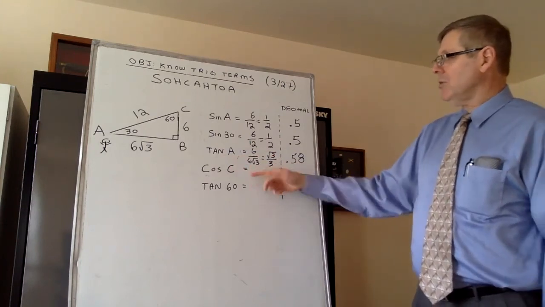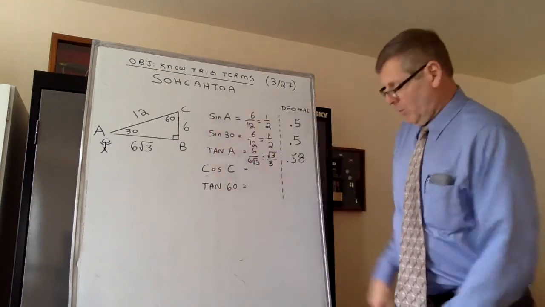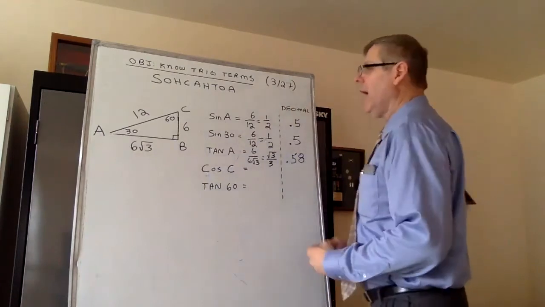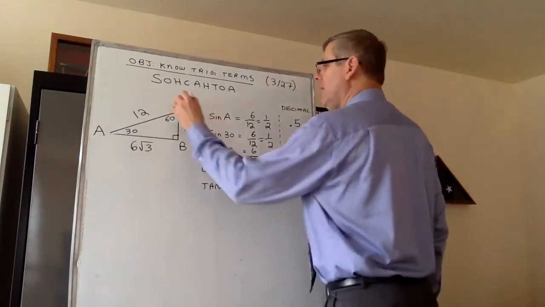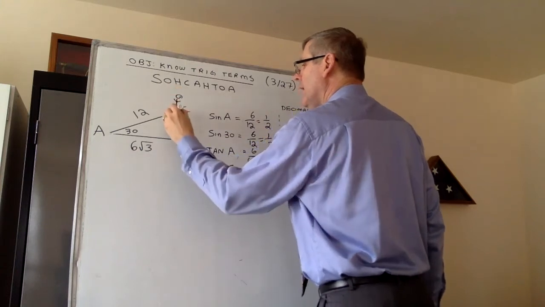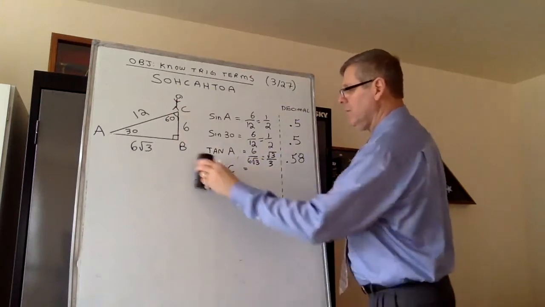So these last two, cosine of C and tangent of 60, would be if I was no longer standing here, I am now at C. So now I'm standing here. So if I wanted to take the cosine, let me move these down.